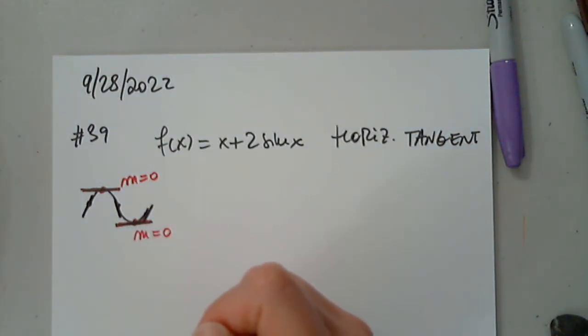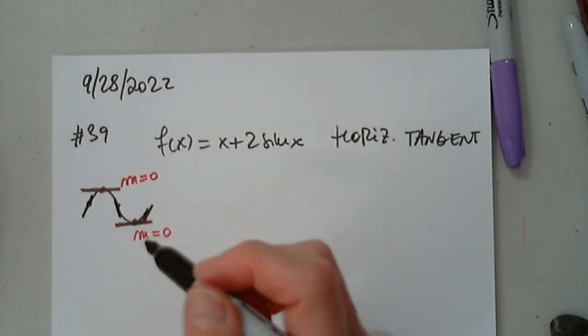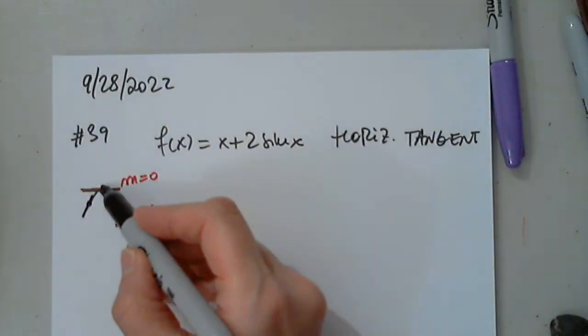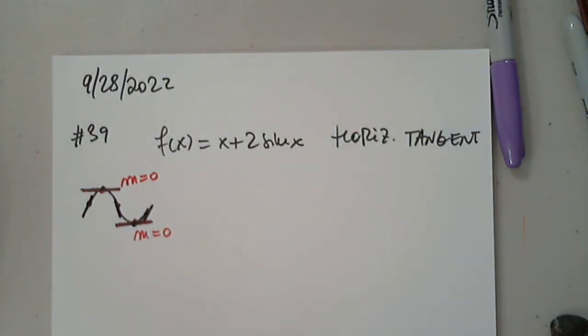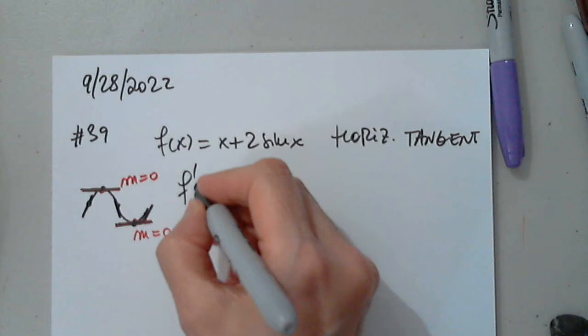So any suggestions? Will anyone say anything? How do I proceed? How do I determine one or more points? Where the function has a horizontal tangent, what should I do? Find the derivative and set it equal to 0. Brilliant, thank you. So first, f prime of x.